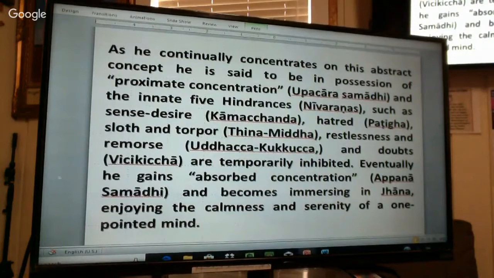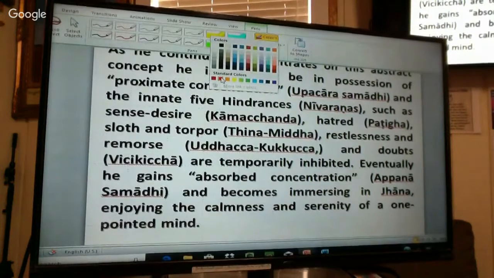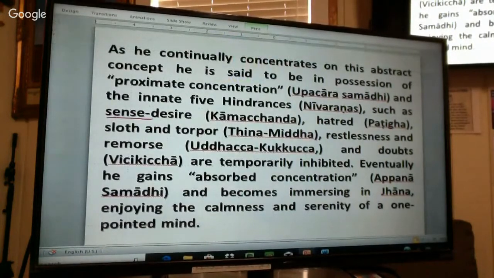Pancha nivarana, the five hindrances. Number 1 is kamachanda nivarana, sense desire. Number 2, byapada nivarana, anger. Number 3, thina middha nivarana, sloth and torpor. And then number 4, uddhacca kukkucca nivarana, restlessness and remorse. And then number 5, vichikiccha.